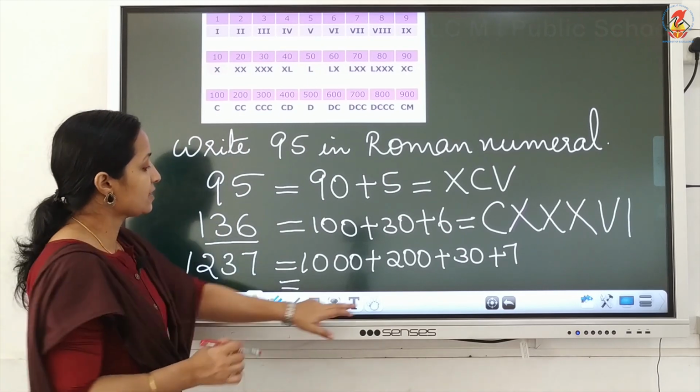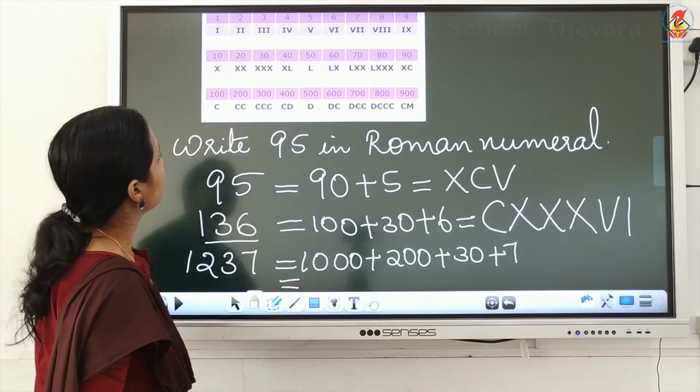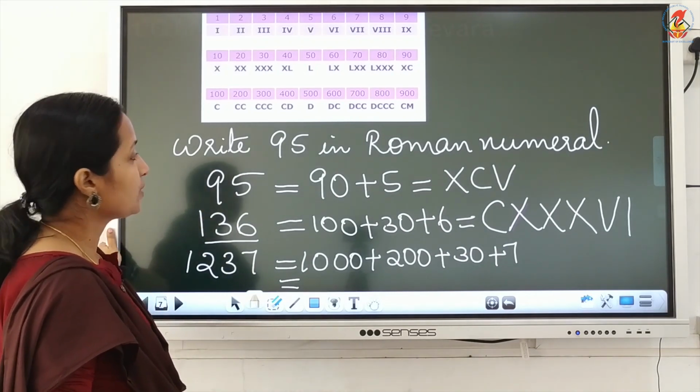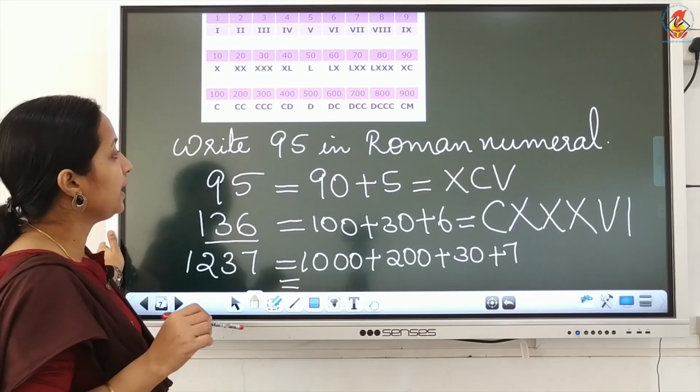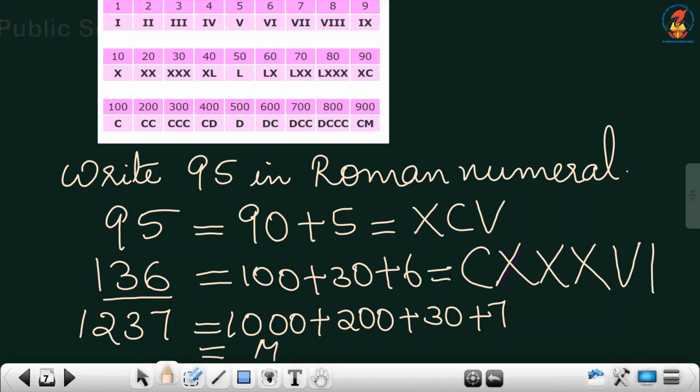And how will we represent 1000? We already learned 1000. 1000 is M. So, M is 1000, and we write a bar for 4000. 1000 we are representing by using the Roman numeral M.